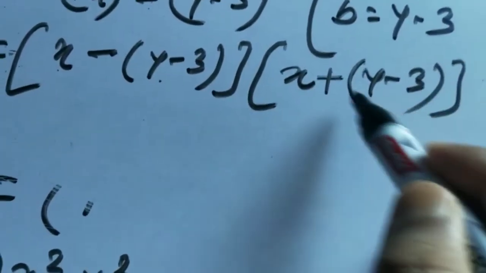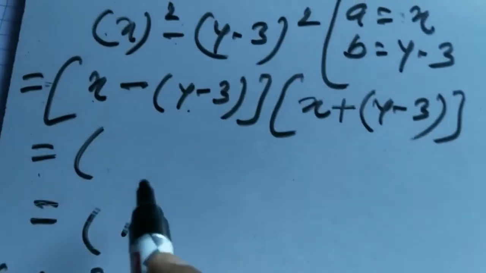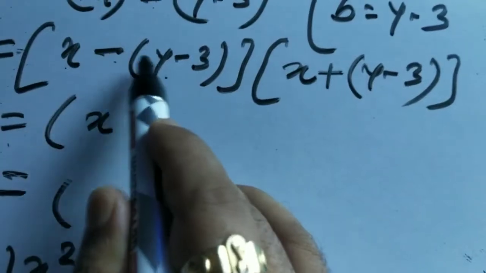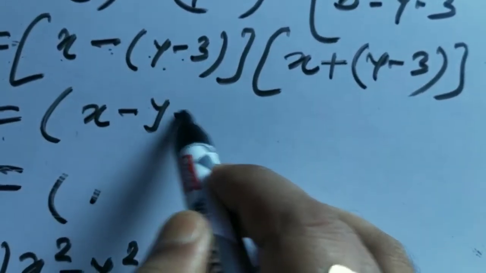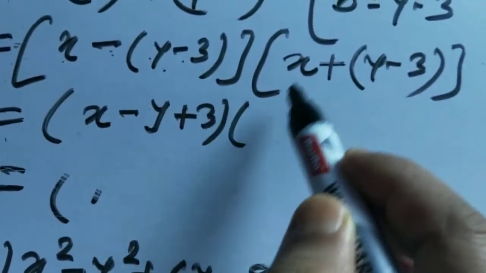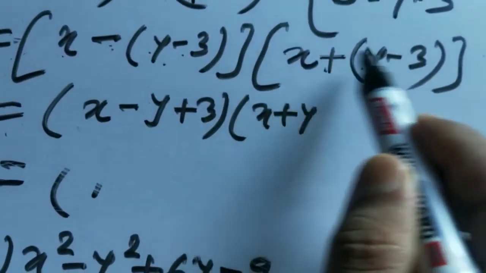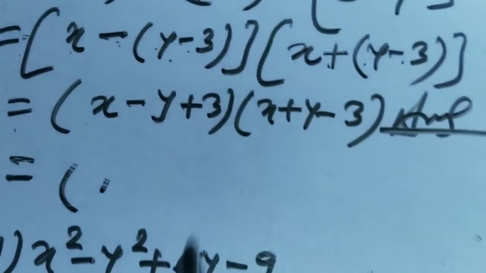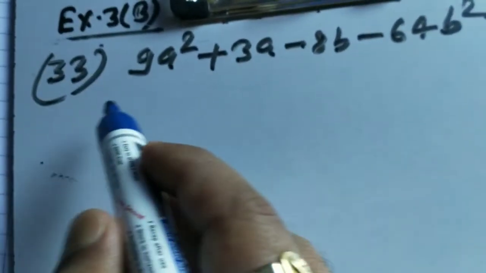Now remove these small and big brackets, keep one small bracket. So it will be x, and minus plus will be minus y, and minus will be plus 3, and x, and plus will be plus y, and plus minus will be minus 3. This is your factorization for question number 31. Now let us see question number 33.